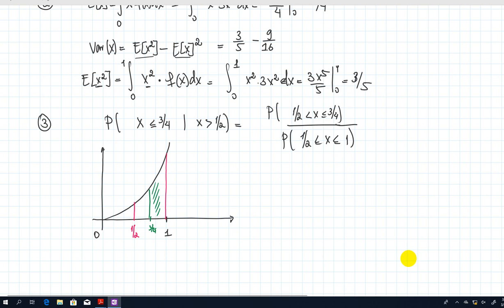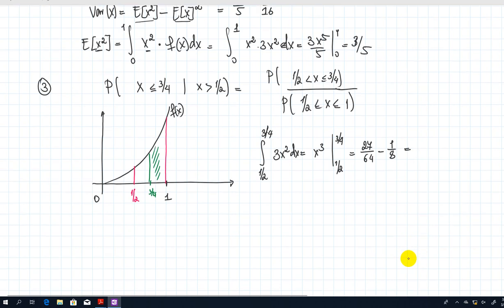Let's do this. The green area is the integral from 1 over 2 until 3 over 4 of the density function, which is 3x squared dx, which gives x cubed between 1 over 2 and 3 over 4. You just need to put in the values and calculate. It will be 27 over 64 minus 1 over 8. If you convert the 8, it will be 19 over 64. So this is the green area.